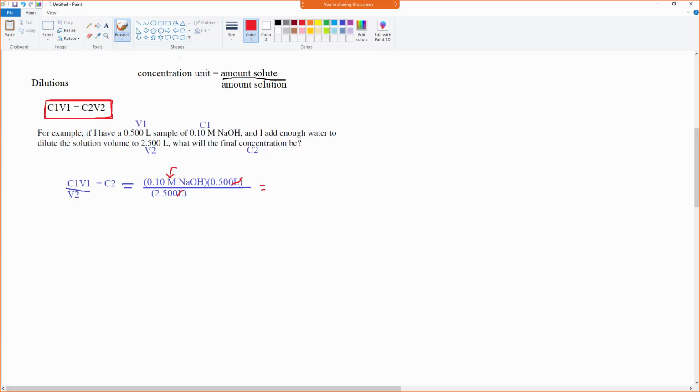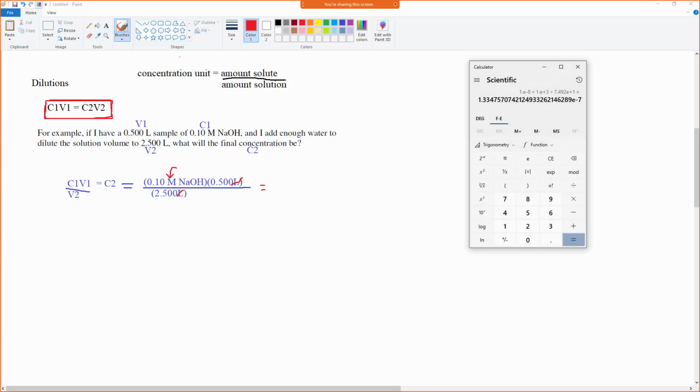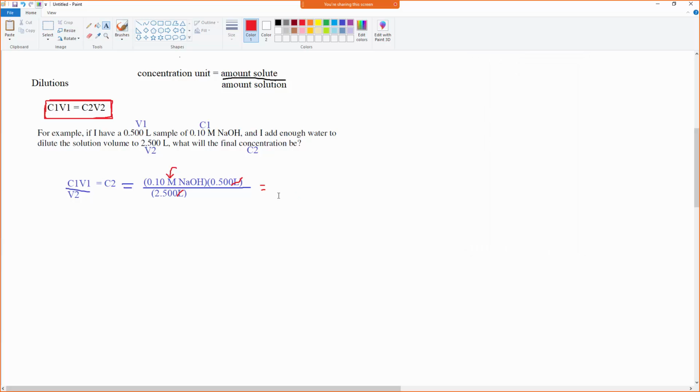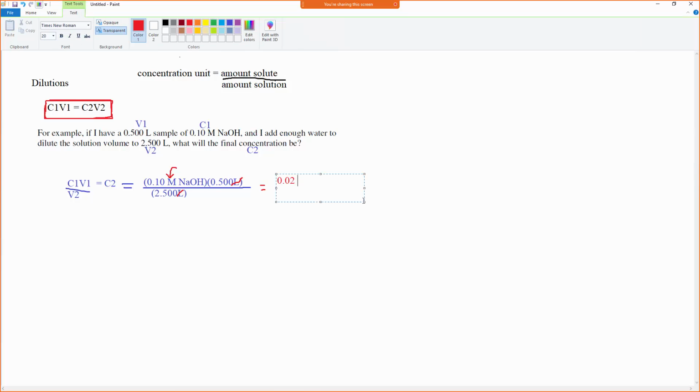So it better be something like that. 0.10 times 0.5 divided by 2.5. All right, that gives me 0.02 molar solution of NaOH.